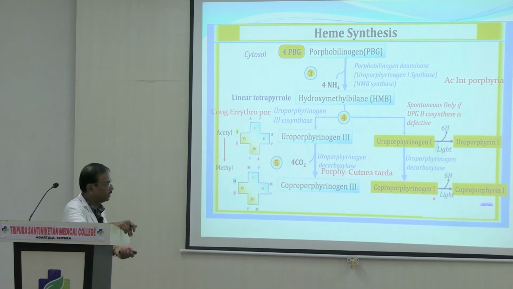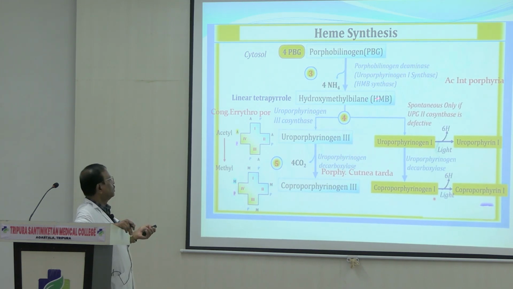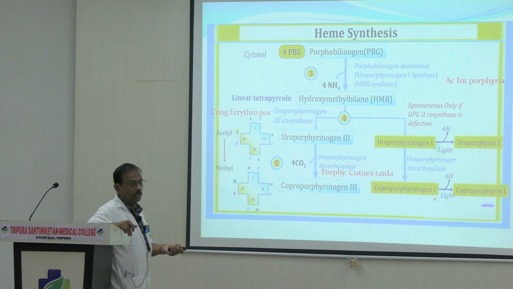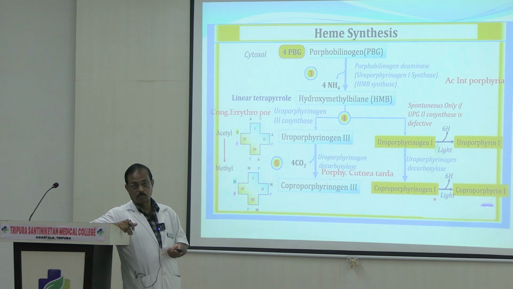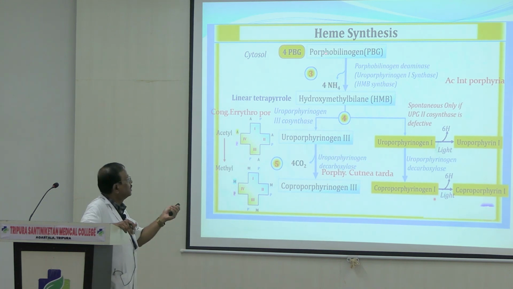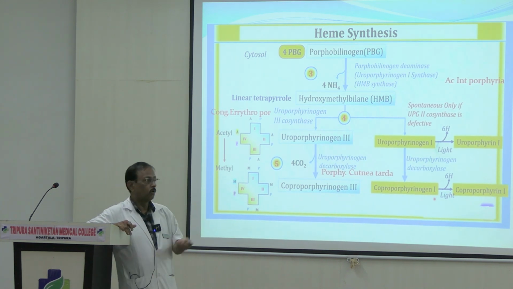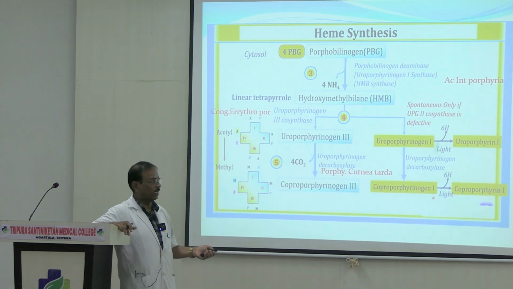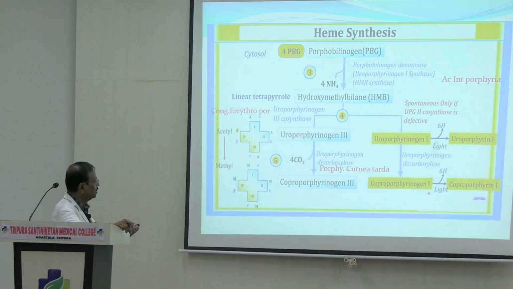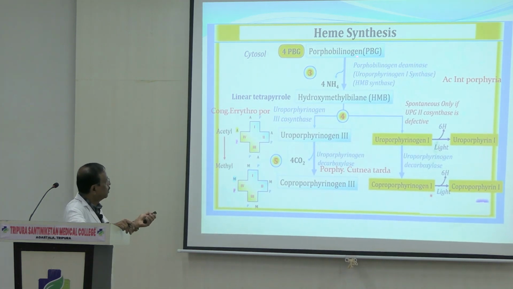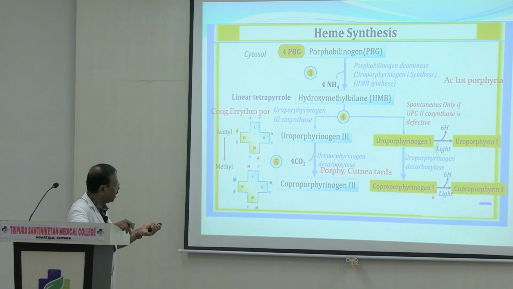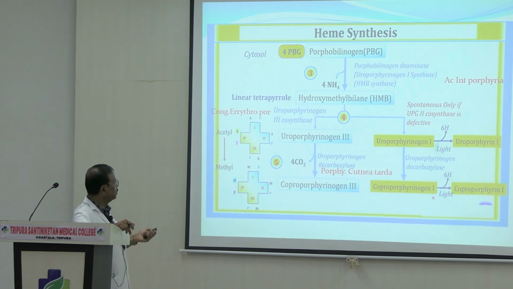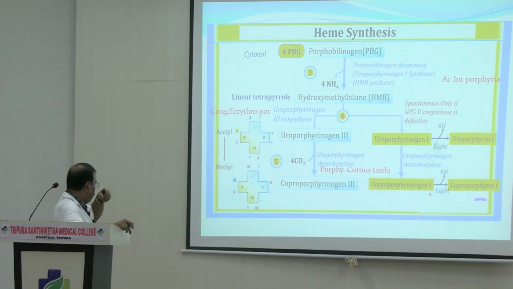Now this hydroxymethylbilane is next converted into uroporphyrinogen. See, it is very easy to confuse, no? After that, whatever comes is porphyrinogen, not bilinogen. So it is uroporphyrinogen, not urobilinogen. This is uroporphyrinogen 3. Sorry.